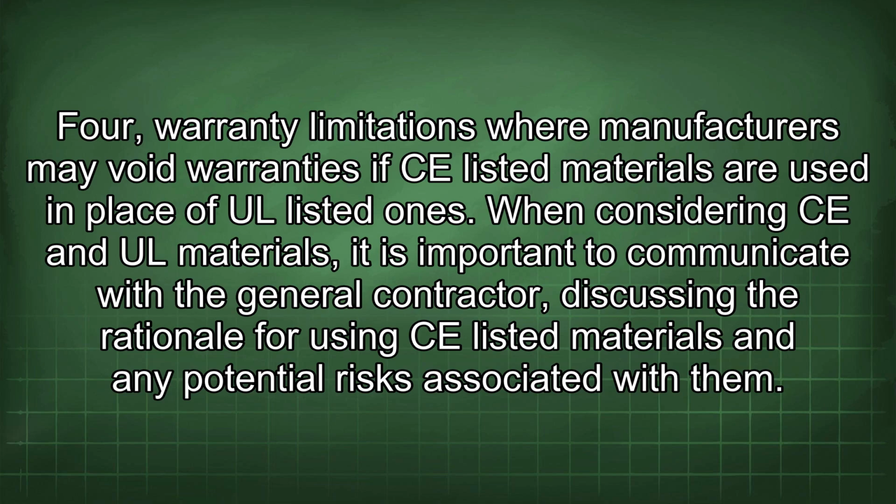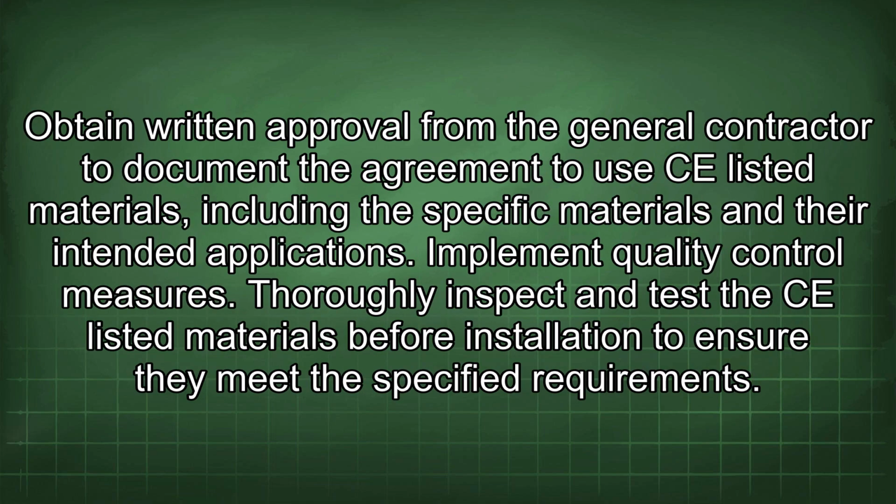When considering CE and UL materials, it is important to communicate with the general contractor, discussing the rationale for using CE listed materials and any potential risks associated with them. Obtain written approval from the general contractor to document the agreement to use CE listed materials, including the specific materials and their intended applications. Implement quality control measures.